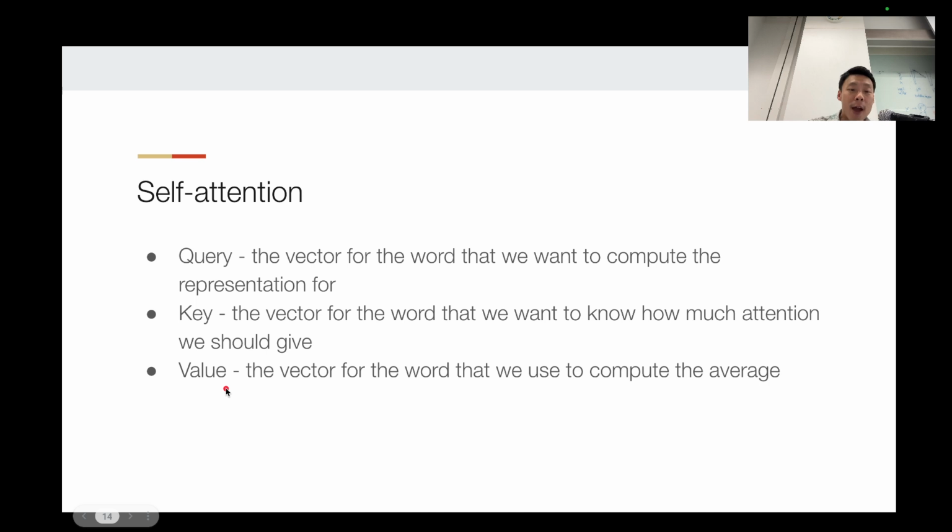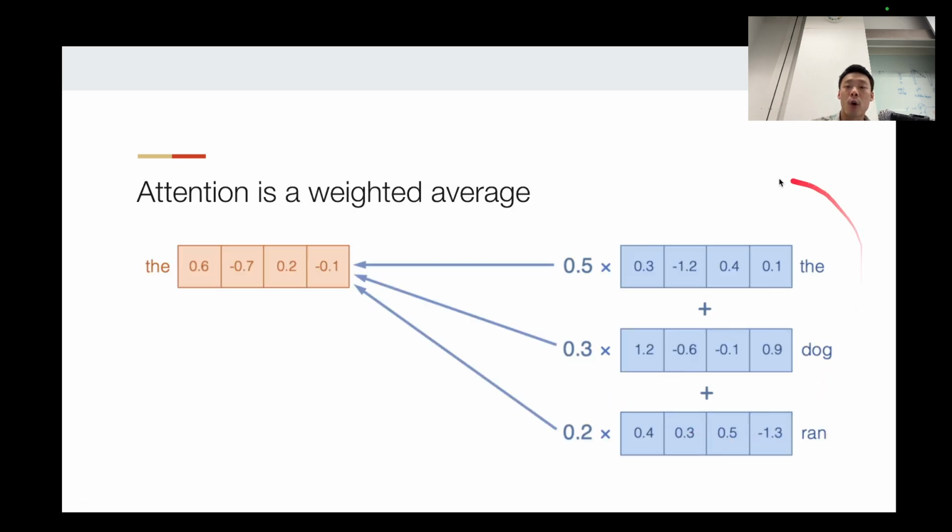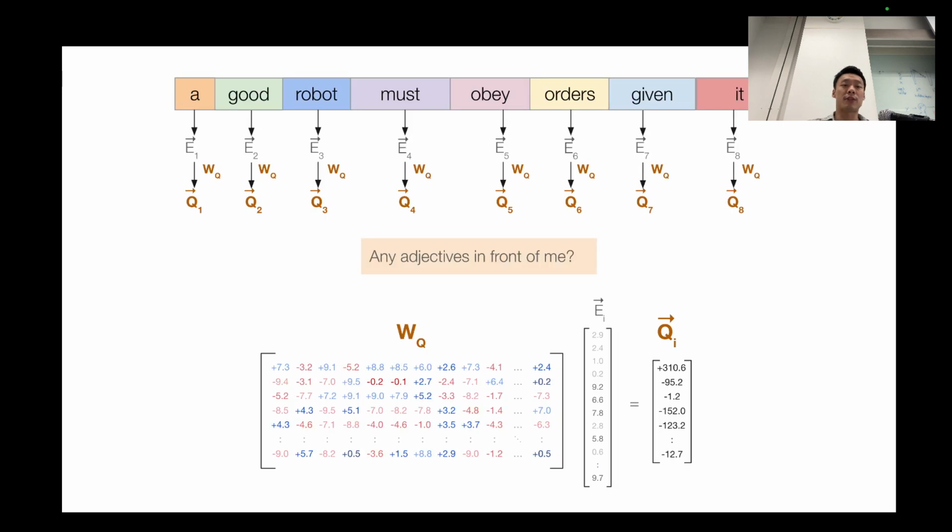And the value is the vector that we want to compute the average for. So in this case, the blue vectors are the value vectors because those are the vectors that we use to construct the new embedding, which is contextualized. So query and key will be used to compute these things. If we use to compute attention, 0.5, 0.3, 0.2, okay? That's what we will use Q and K for. And the blue things are the V vectors. All right, let's look at an example, okay?